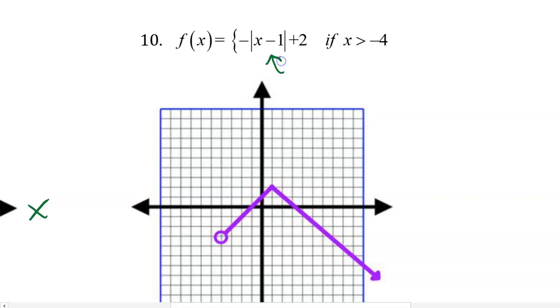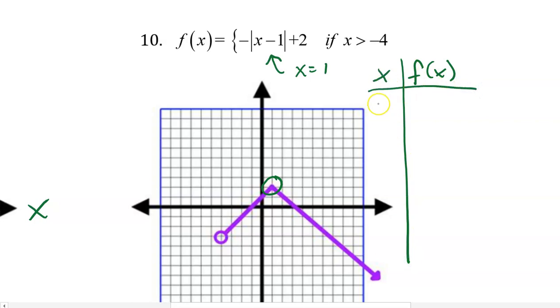Here we look for when the absolute value is equal to 0, and that is when x equals 1. That is our turn point. And this is for all values of x greater than negative 4. So we need to evaluate f of x for values of x at negative 4, at positive 1, and then something to the right of positive 1. Just for simplicity, we'll say that negative 4 is 5 to the left of positive 1, and 6 is 5 to the right of positive 1. And then we can plot those 3 points.